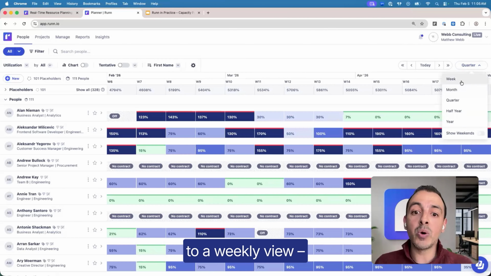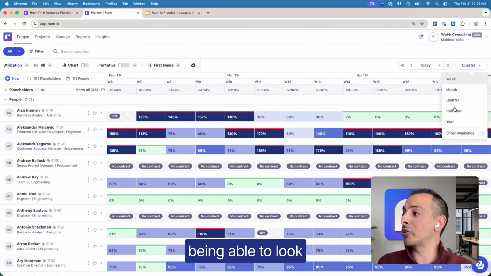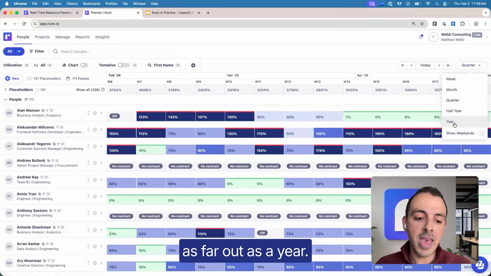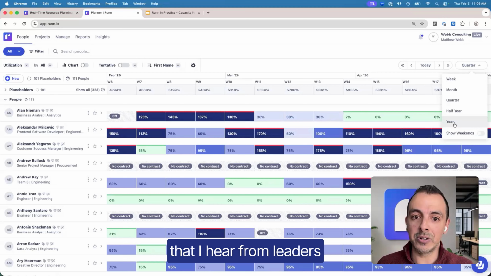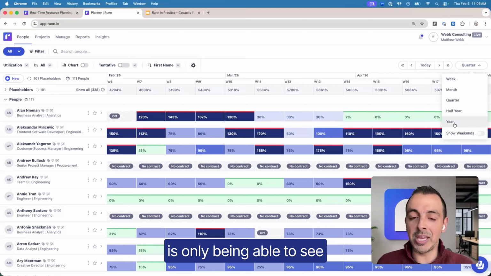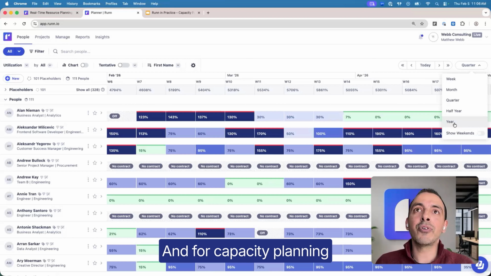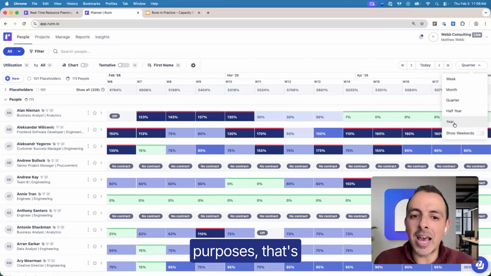so being able to drill down to a weekly view, or even looking long term, right? So being able to look as far out as a year. And I think that's one of the common challenges that I hear from leaders, is only being able to see 2 months out, only being able to see 3 months out. And for capacity planning purposes, that's not exactly ideal.